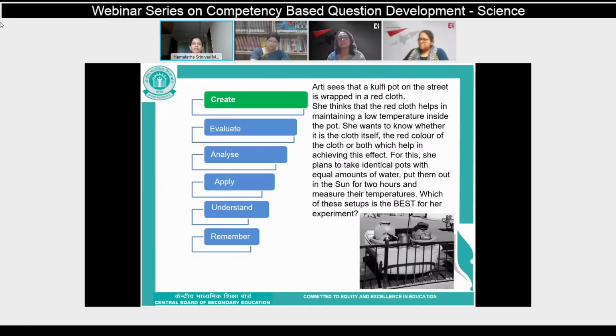For this create level, questions should be of higher order. Teachers should consciously make efforts to prepare such questions so that learners are motivated to move from simple lower levels to higher levels of learning. Next slide.